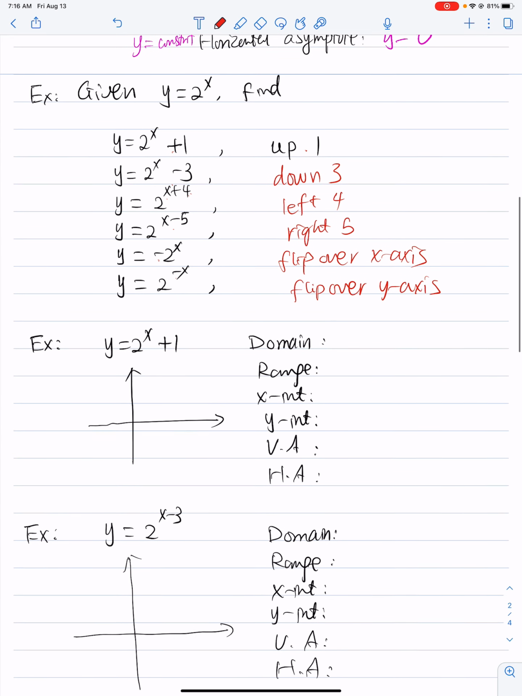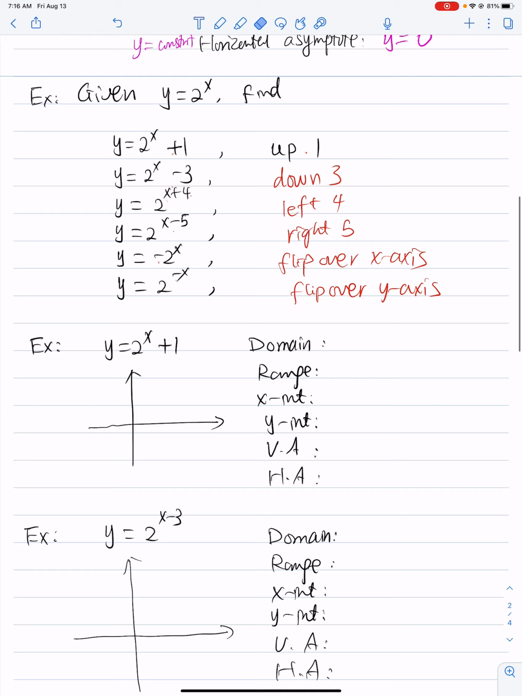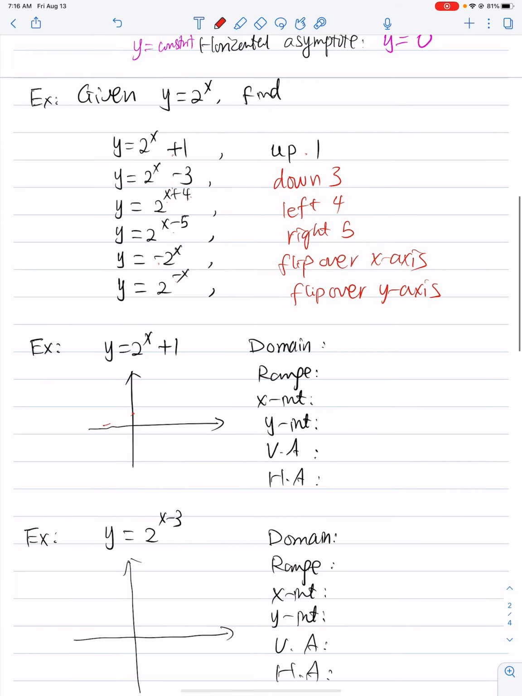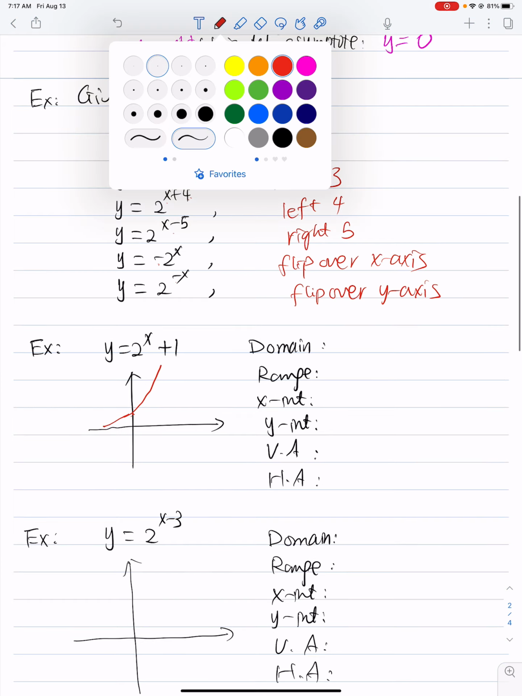So the 2 to the x plus 1. For 2 to the x, do you remember what 2 to the x looks like? It's going through 1, going up, like this. Okay, so what will be 2 to the x plus 1?